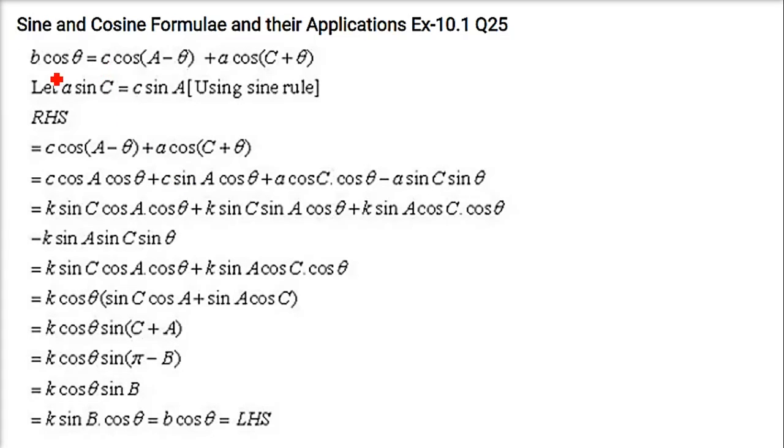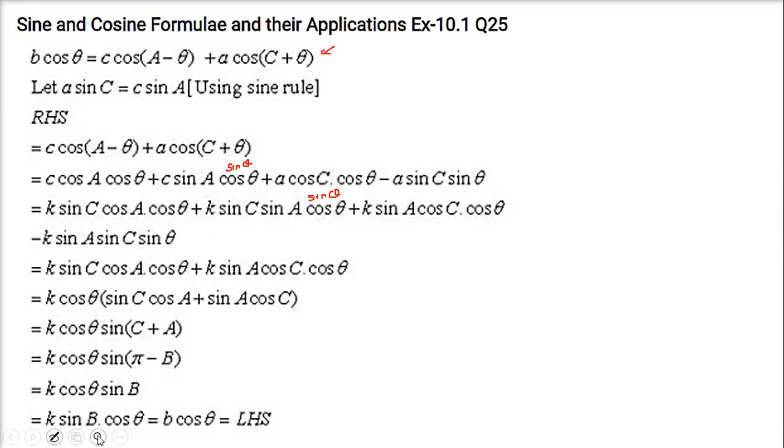Next one is, we'll take the right hand side here and then we'll use the sine rule. So this is c cos(a minus theta) plus a cos(c plus theta). Here this cos(a minus theta) we are expanding: cos a cos theta and sin a sin theta, right? I'll just show you. So this becomes cos a cos theta plus sin a sin theta, and this is sin theta.